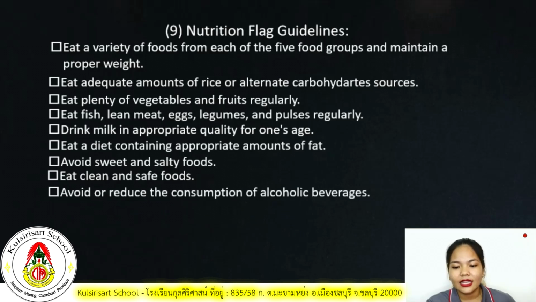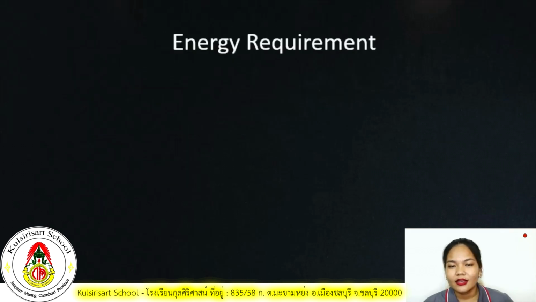And lastly, avoid or reduce the consumption of alcoholic beverages, okay? So because these alcoholic beverages could also be dangerous to you, especially when consumed in large amounts, okay? So those are the 9 nutrition guidelines set by the Ministry of Health in Thailand.